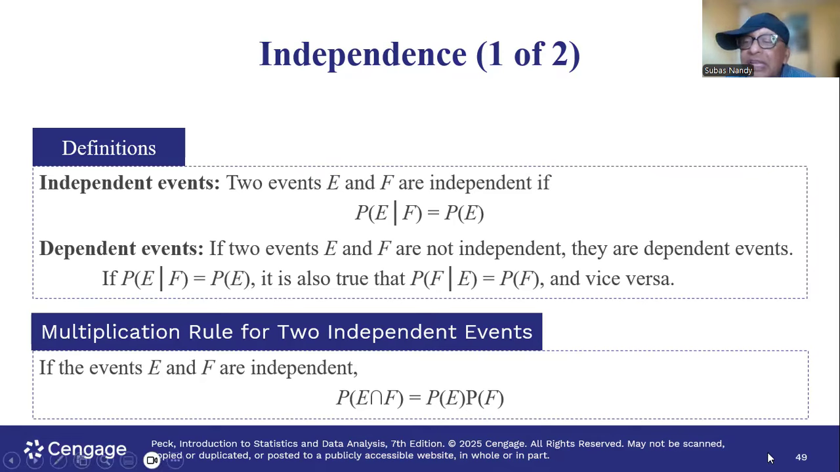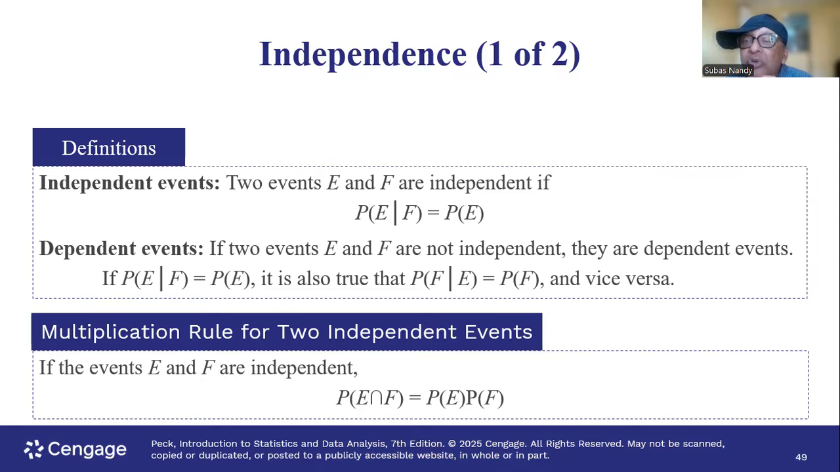So if there are independent events, what exactly does independent event mean? It means whether or not the second event happens, it will not influence the probability of the first event. So that's what we have written in the second one.